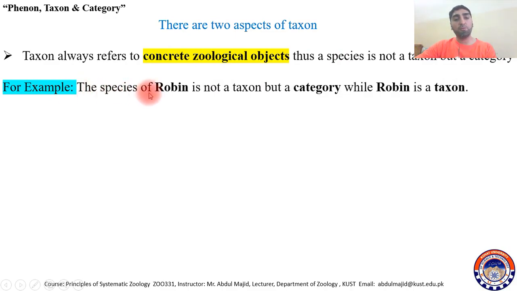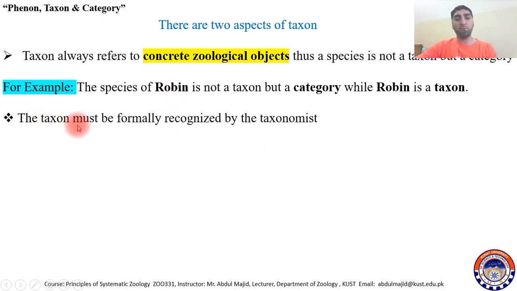Like for example, the species of robin. So robin, the species is not a taxon. The species of robin is not a taxon but a category. So in this species of robin, this species is not a taxon, this species is a category, while this robin is a taxon. So species is a category, not a taxon, and robin is a taxon. Because robin refers to a concrete zoological object, or it's a real animal.